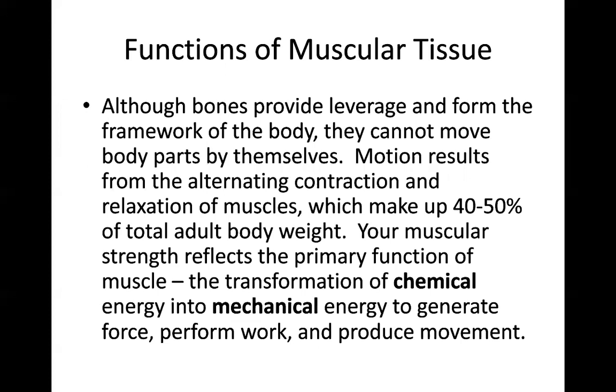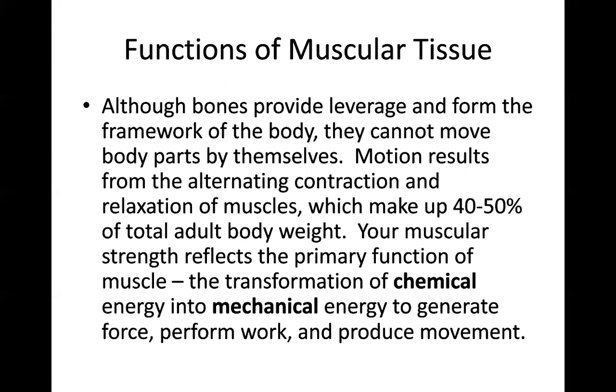Although bones provide leverage and form the framework of our body, they cannot move body parts by themselves. Motion results from alternating contractions and relaxations of, and I really could put in here, skeletal muscles that make up about 40 to 50% of total adult body weight. And I include this slide mainly because what we'll be talking about in this lecture predominantly is related to skeletal muscle. Obviously that statistic there, 40 to 50%, is dependent upon your body makeup. Whether you are a fitness guru like the guy on that first page, you probably are going to have a lot more, or if you're a couch potato, you're going to have a lot less.